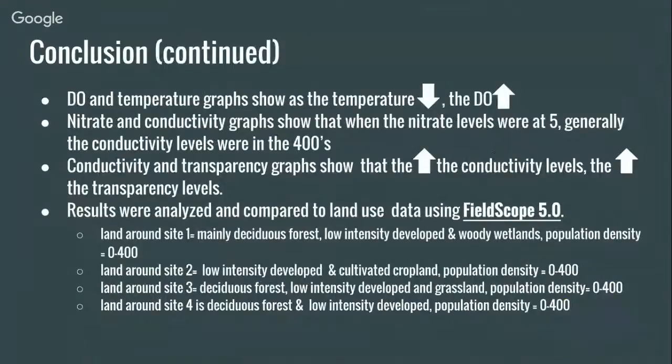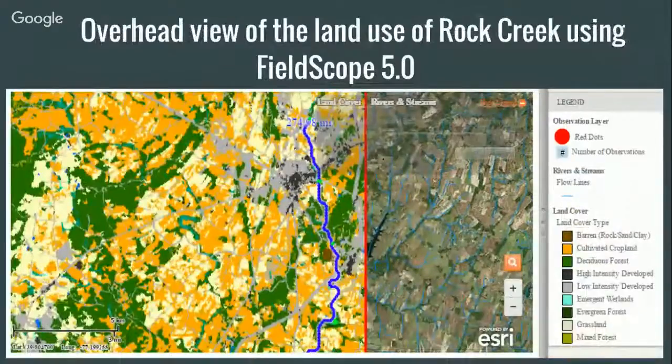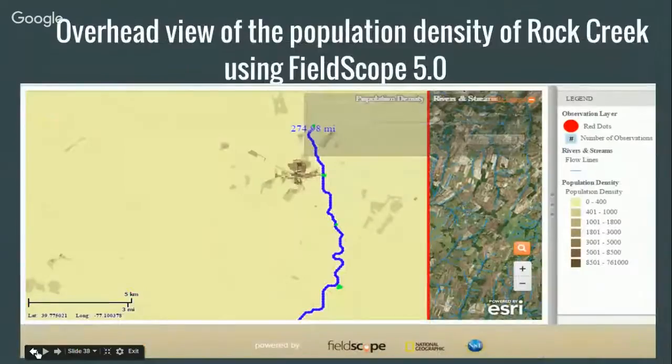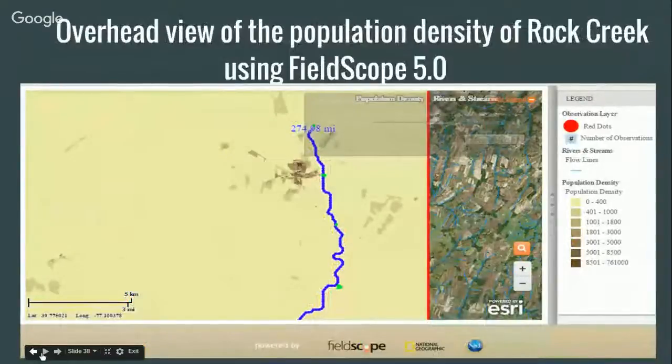The land around Site 1 is mainly deciduous forest, low-intensity developed, and woody wetlands. The population density of Site 1 is 0 to 400. The land around Site 2 is low-intensity developed and cultivated cropland. The population density around Site 2 is 0 to 400.